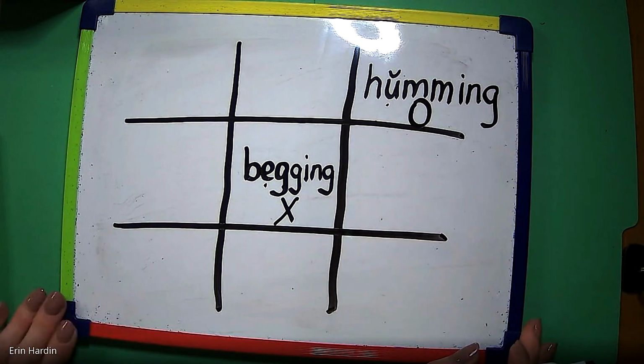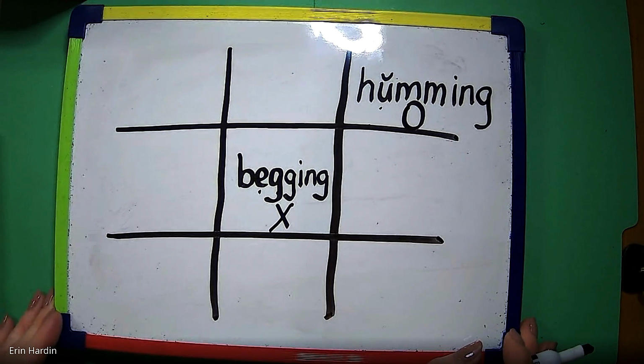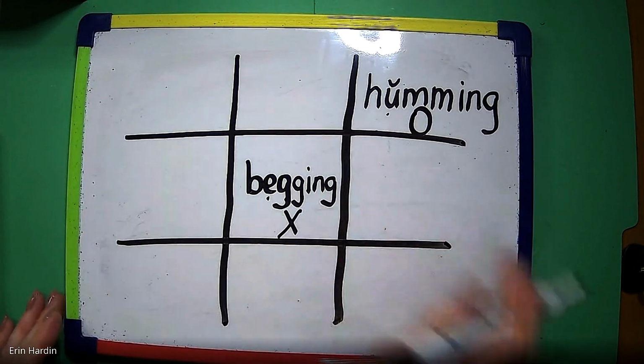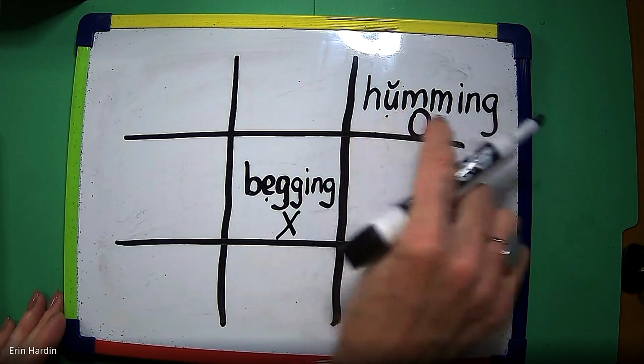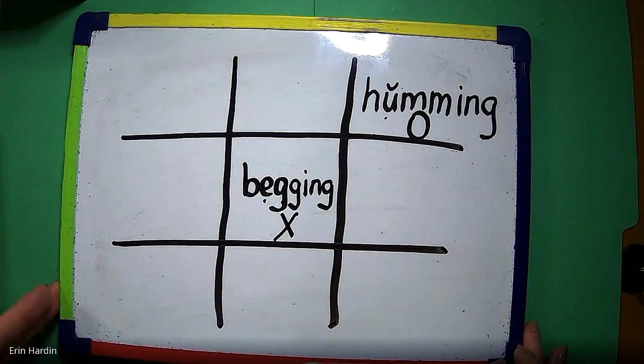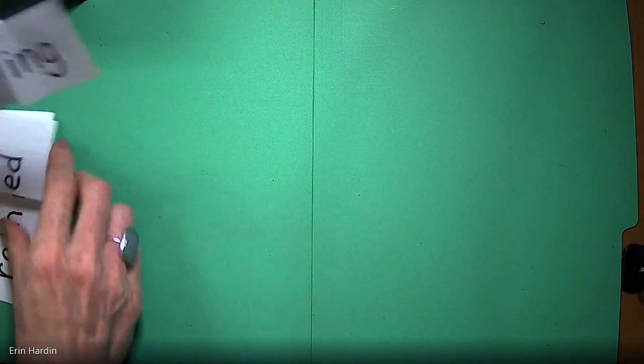And you can continue playing like that, play tic-tac-toe and get that spelling practice. All of these words have ing, and all of these words have the doubling rules. So they really get that practice of seeing that pattern and knowing that they need to double that consonant.